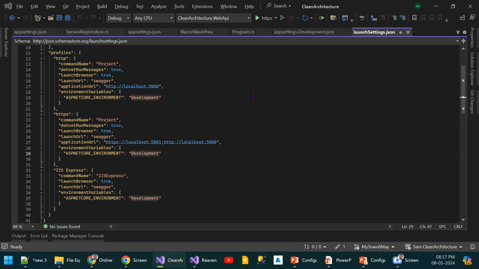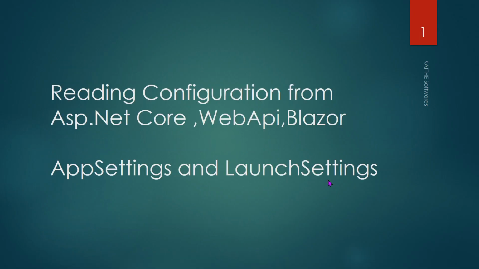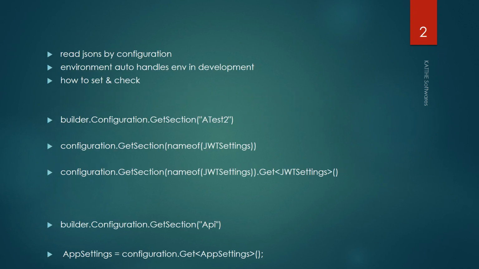Okay, let me jump back to the slide. Maybe here I can add. Yeah, I just modified the heading as appsettings and launchSettings. That's it, nothing else. So here, let's go back. Environment handles its environment name, in Development. As I've shown you, whatever environment name you set there, it will come from there. I'll just show you how to set and check. There are multiple ways to set it.